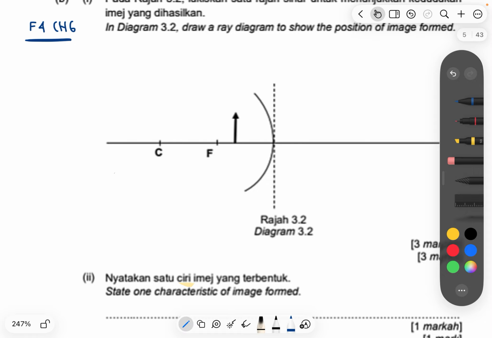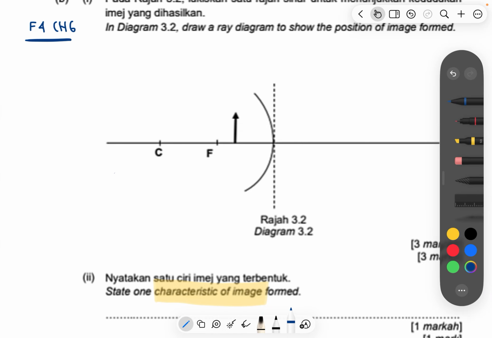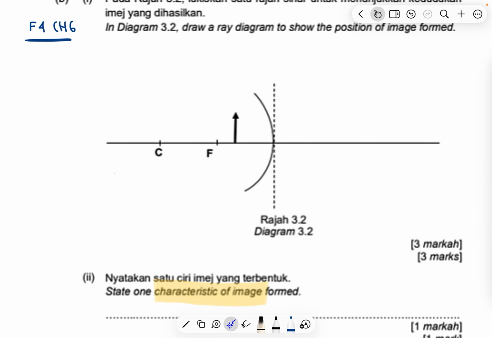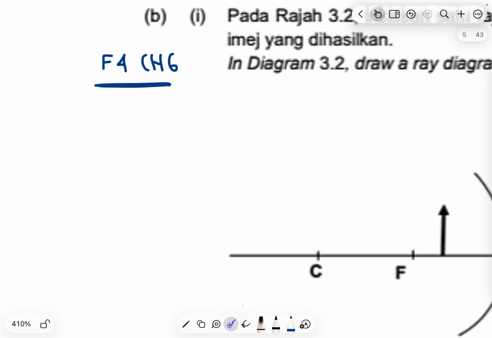Topical. Okay, so the first question is they want us to draw. Let's say you don't know how to draw. Does that mean you don't know how to answer this question? No, you can still answer the question, but you must know something, like a trick.